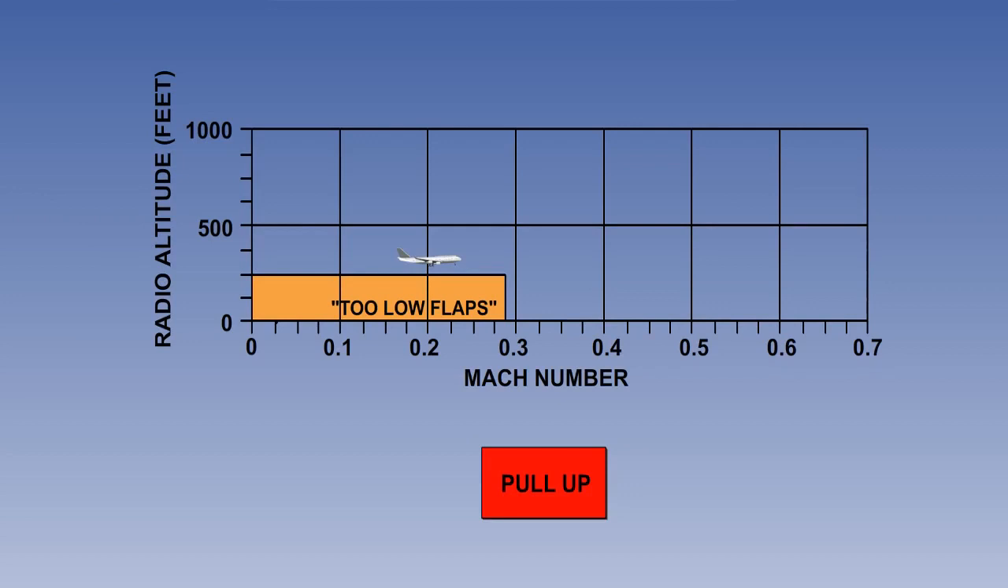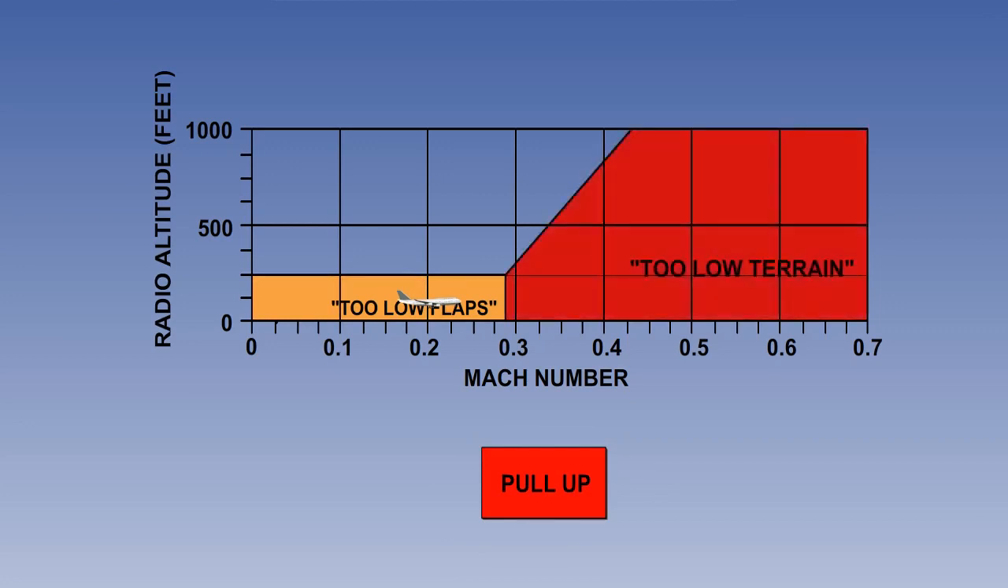For Mode 4B to activate, the undercarriage needs to be in the down position and flaps not in the landing position. If the aeroplane then descends below about 250 feet at a speed of less than 190 knots, or Mach decimal 28, then the aural alert, "too low flaps," is sounded, along with the visual pull-up warning. "Too low flaps."